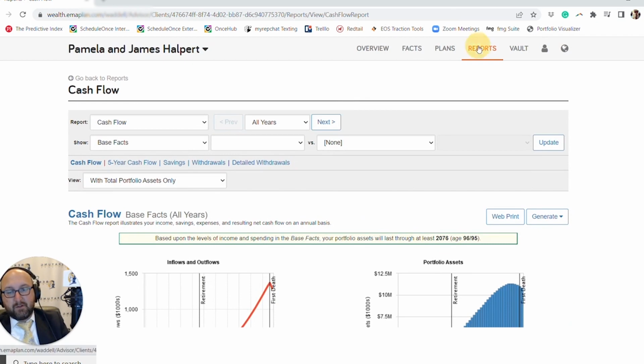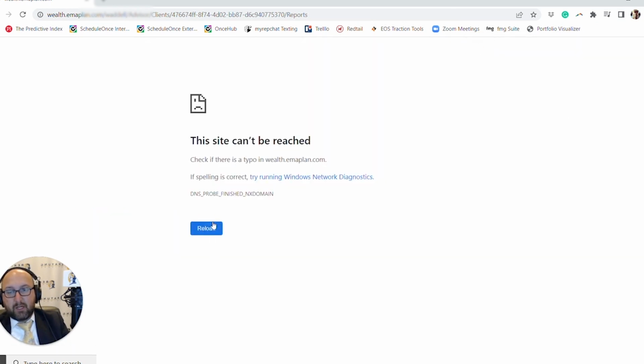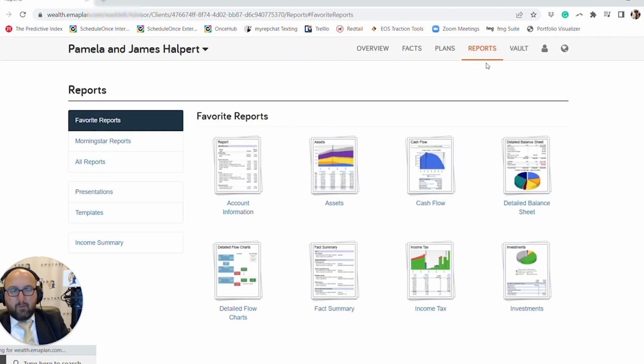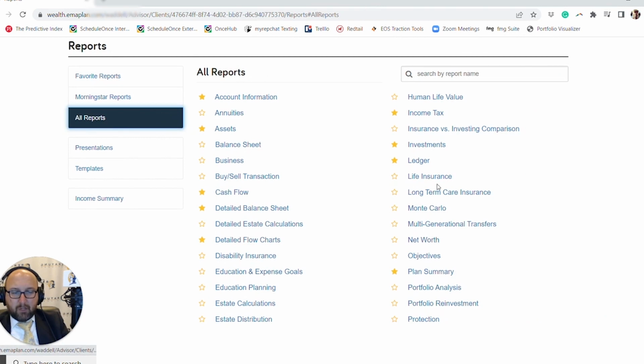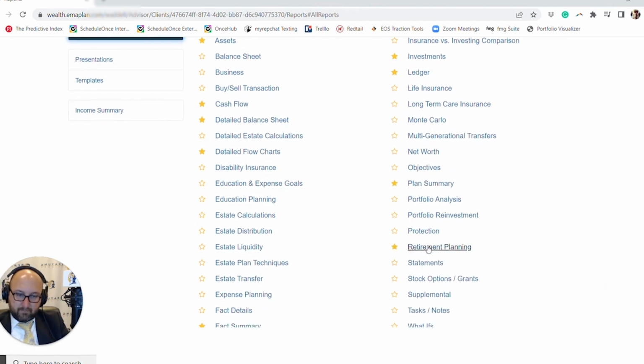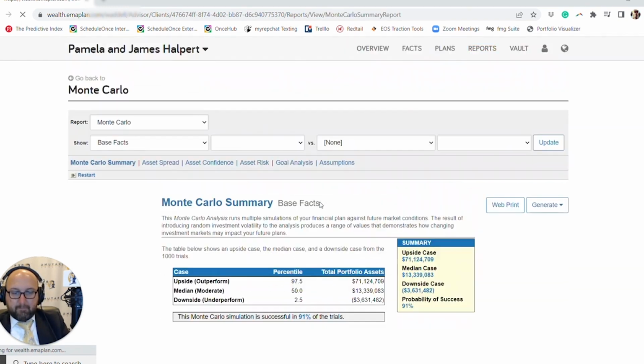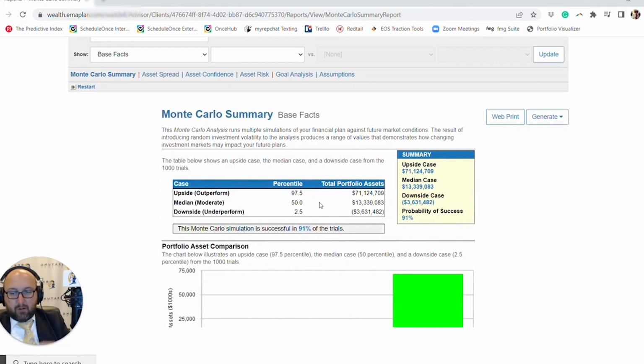Let's say somebody wants a little bit more detail to understand that. We're going to come under here under reports, and we're going to go down to all reports, and we're going to click on Monte Carlo down here. Now, this used to take a long time to run inside of here. It's gotten a lot faster, at least on my end it has been over the last few years. This report used to be a lot more useful when the asset spread wasn't on Decision Center. That's an upgrade in the last 2 or 3 years.